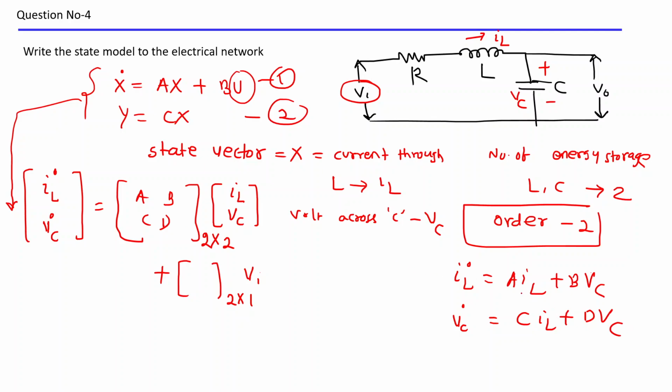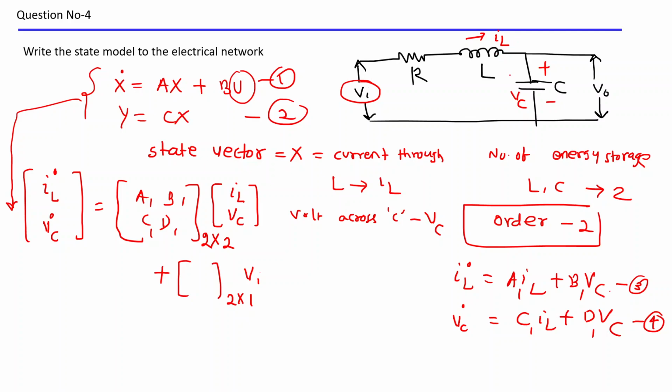Okay, so let's see. Because A we are always using here, so A1 B1 C1 D1. We need to find out and fill that. So first of all, we have to represent this model into these equations. Let this equation be 3 and this equation be 4. How will I represent this in terms of this? So first of all, you have to find out IL dot.